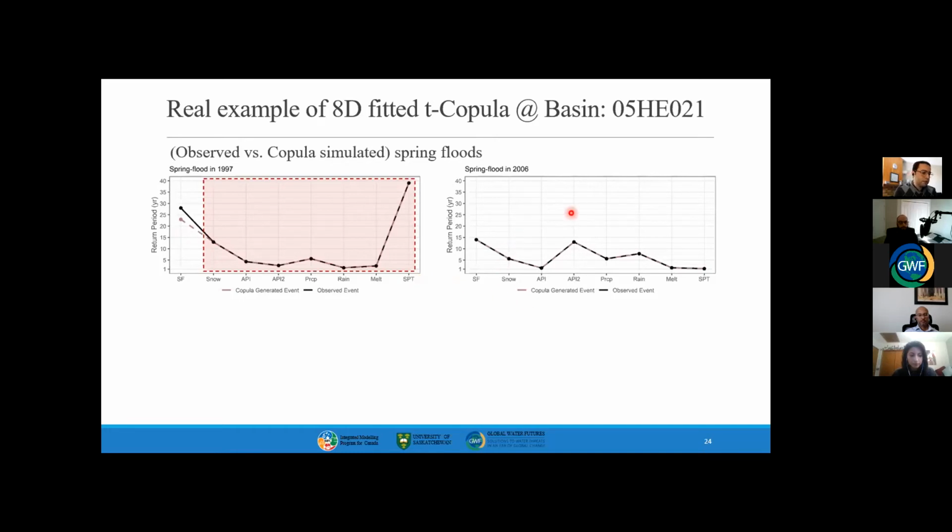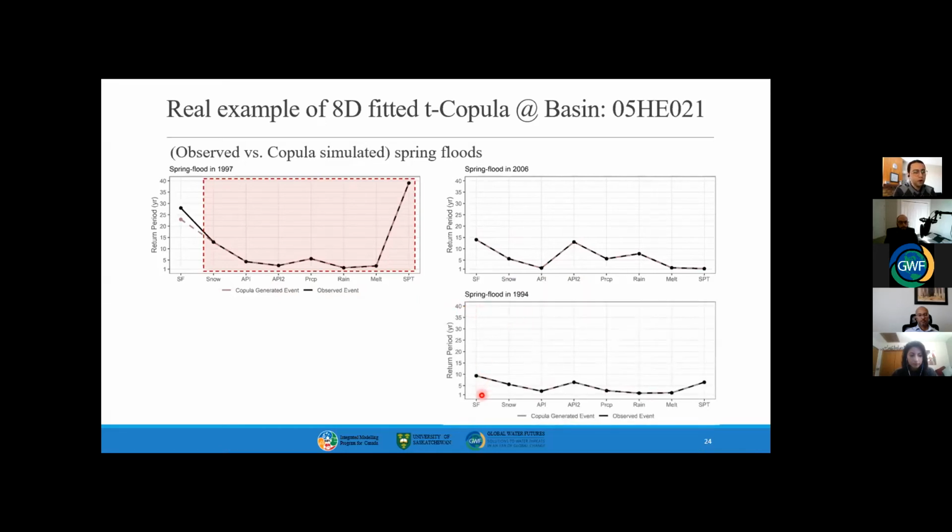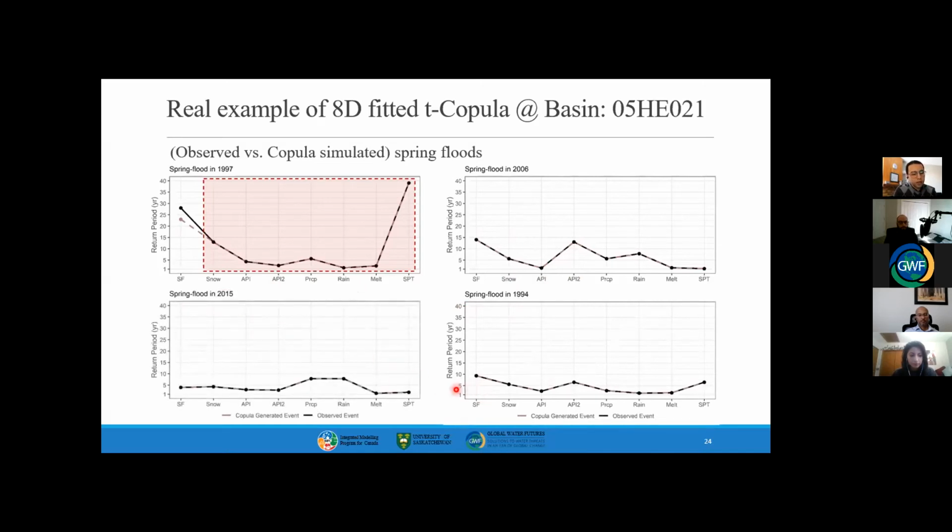And in the flood of 2006 here, when we look at the mechanism, we can see that the rain actually had a recognizable contribution, the rain over snow, and also the snow that fell over the winter was also recognized. So probably here in this basin, in the year of 2006, both the snow melt and rain over snow interacted together in the generation of the spring flood. And we can also see the previous summer was pretty wet compared to, for example, the flood of 1997. But anyway, when we implemented this approach to other years like 1994 and 2015, the copula was able to capture the spring flood with the same return period.